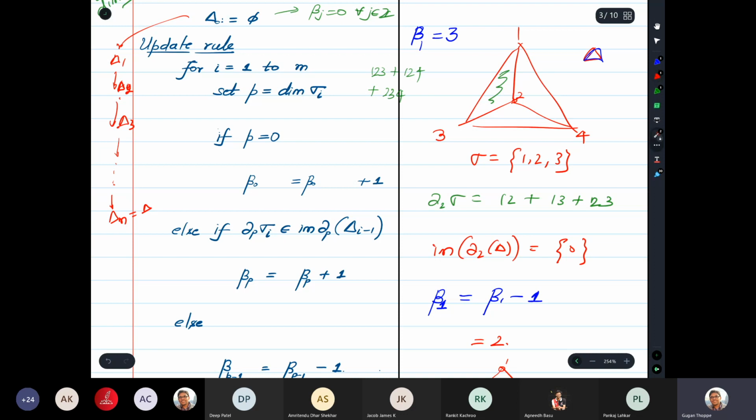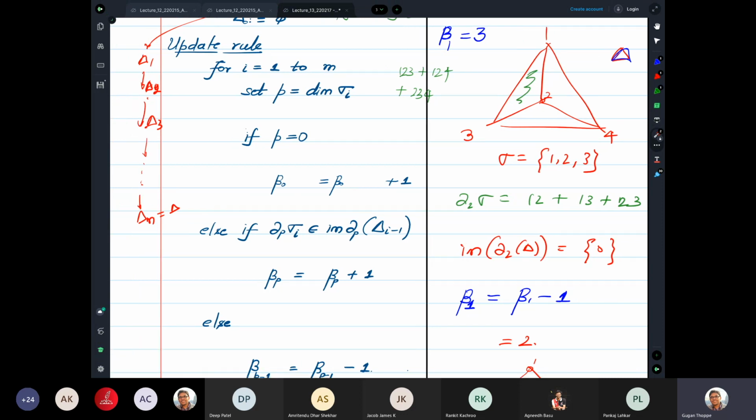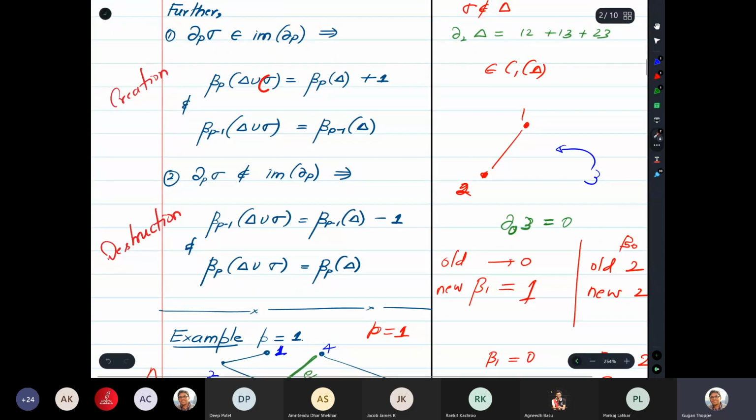The idea of the incremental algorithm is that in each iteration, where we are just adding one face, we are interested in knowing how the Betti number changes, from here to here, from here to here, and eventually we would be able to compute the Betti numbers of delta m. Each time only one Betti number will change, and I say this because of this proposition. When I add a face, only this Betti number changes or this Betti number changes. All the other Betti numbers remain the same. If this condition is satisfied, the pth Betti number changes. If this condition is satisfied, the p minus 1th Betti number changes.